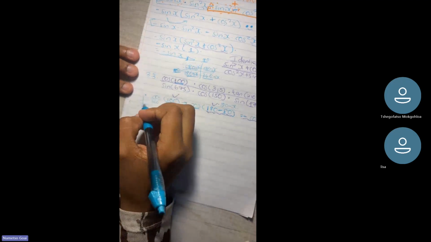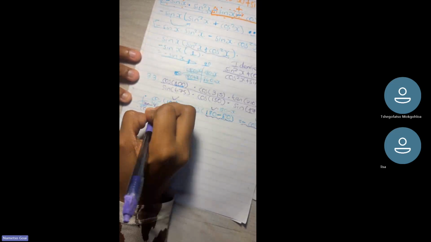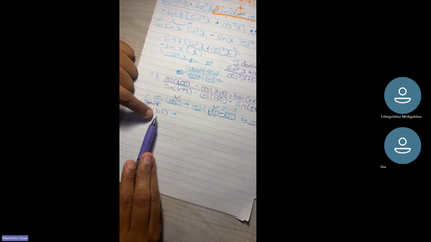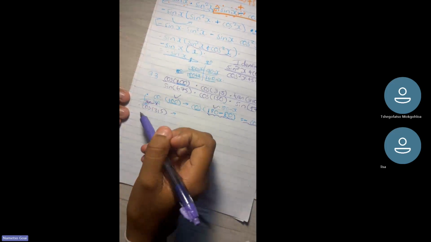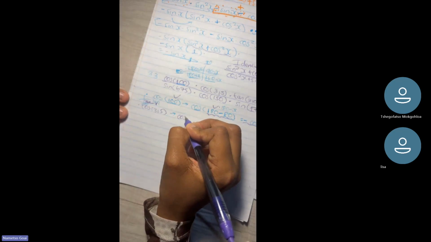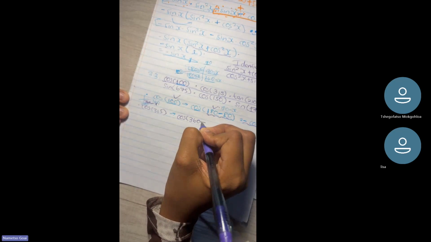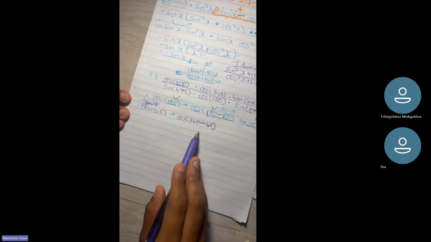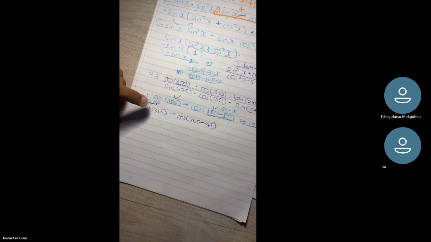And what operations are in this quadrant? We have 360 minus x. So what did we subtract from 360 in order to have 315? So this cos 315 is similar to cos 360 minus 45, because if you were to punch 360 minus 45 into the calculator, it's going to give you 315. Do you see that? Yes, ma'am.